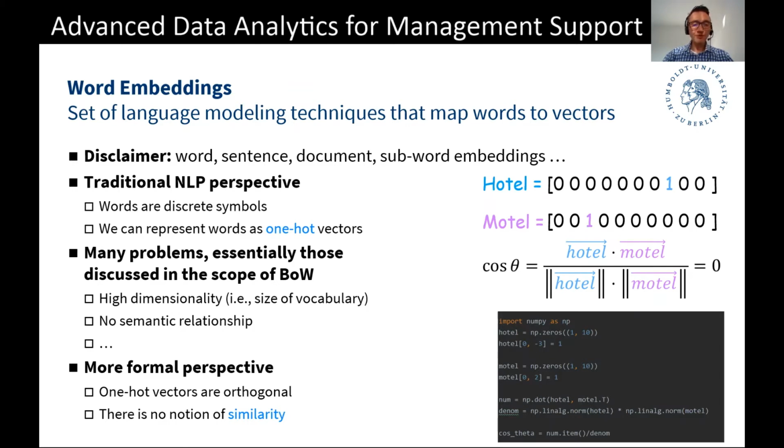Which is bad because the two words in this example, hotel and motel, do share similarities. They express a similar concept. Not exactly the same, but the concept is similar. And it does not make much sense that the distance between the two words hotel and motel is exactly the same as, for example, the distance between the word hotel and river.